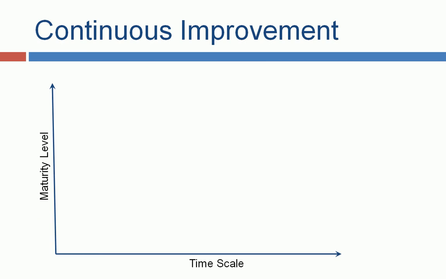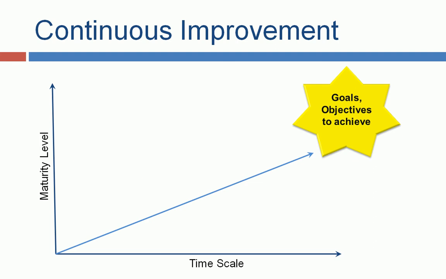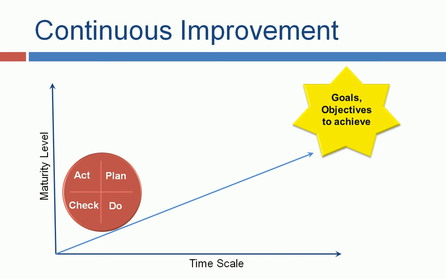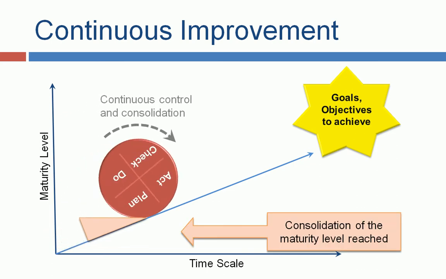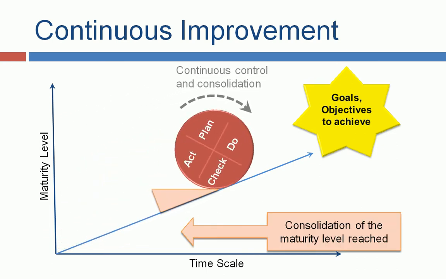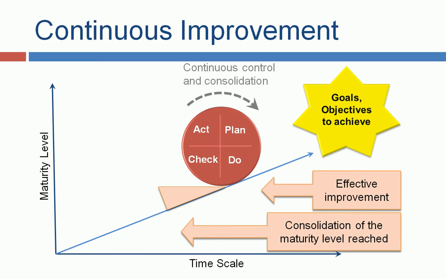You normally try to achieve something. You have goals, objectives. Once you have set up your plan-do-check-act cycle according to Deming, then you will soon find out you need controls in place. You need to consolidate your achievements. Otherwise you will never have any kind of effective improvement in your project. You can achieve this in many different ways.